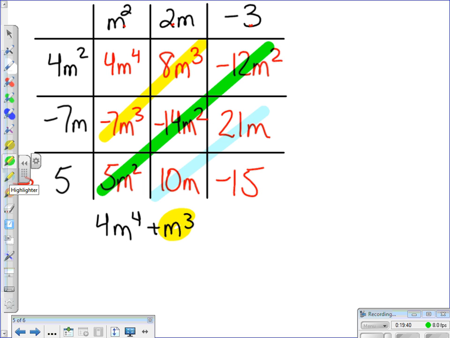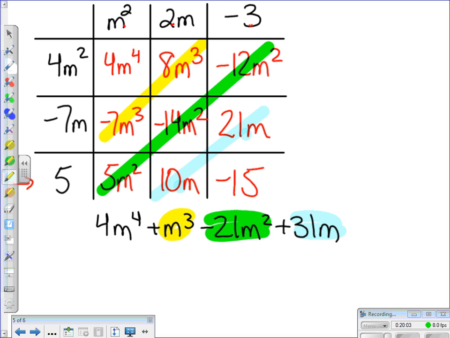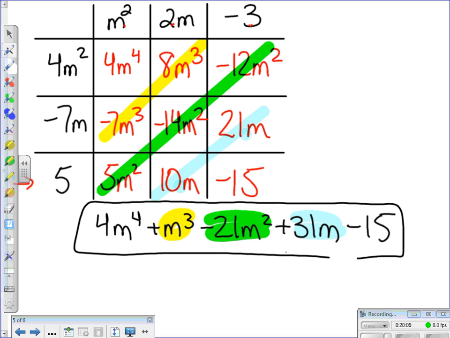In the green, we have a -12 and a -14. Put that together is -26. Plus 5 is -21m squared. That's the green part in the middle. Use your calculator if you're not sure how I got that. In blue, there's a +10 and a 21. Together they make 31m. And then the final part is the negative 15 doesn't have anything to combine with. And that's your answer. Please notice that this is in standard form. It goes 4, 3, 2, 1 on the exponents. And this is how you multiply polynomials together.